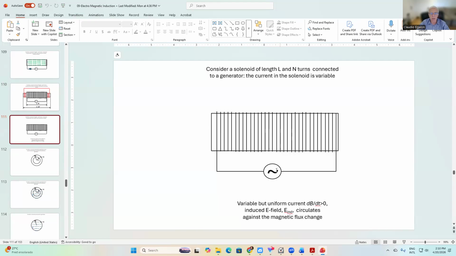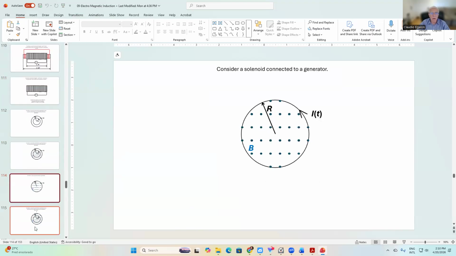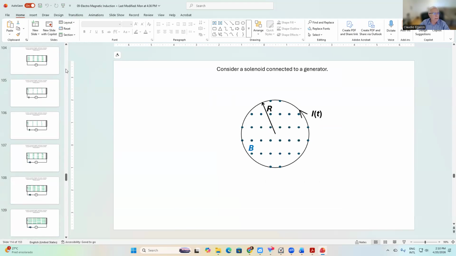That's the symbol of the generator that we studied, okay? So here you go, right in here, here's the solenoid, right? Cross-section of the solenoid. The current is moving back and forth, back and forth, right? Just like you saw right in here.